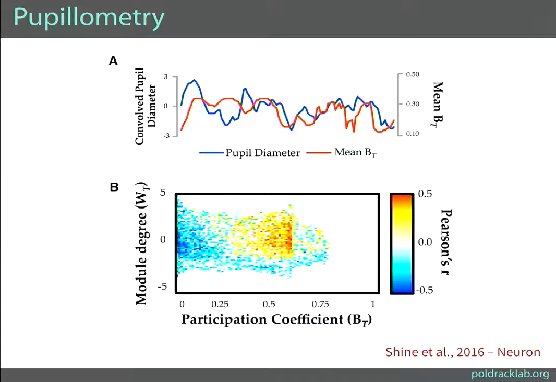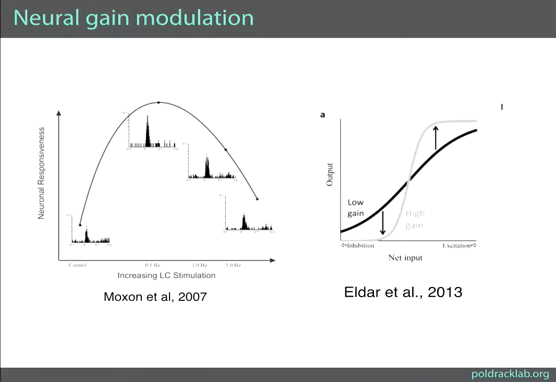This was a data set someone shared with us, which included both pupillometry data and resting state fMRI. If you look at the correlation between pupil diameter and these changes in state, you see that larger pupil diameter is associated with higher integration, suggesting that this might be a candidate mechanism.